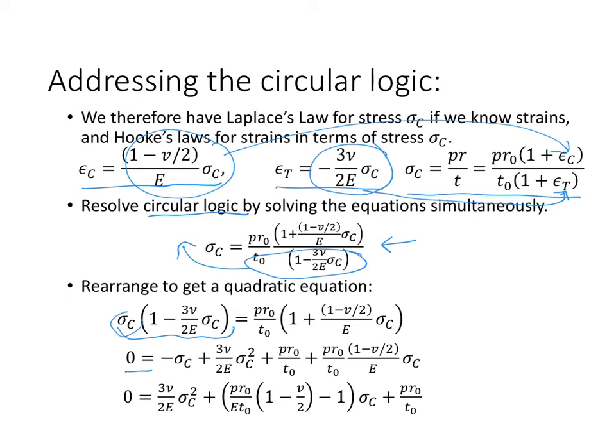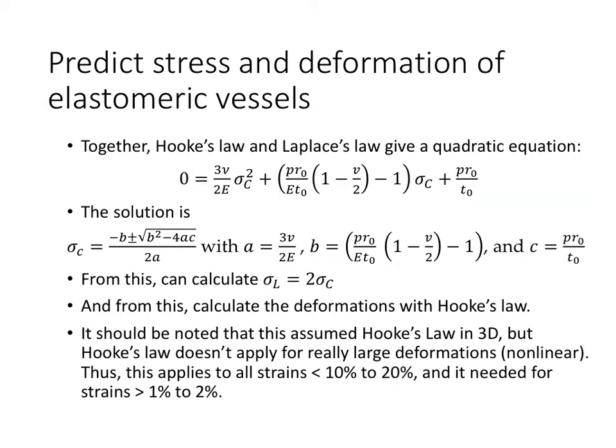And we multiply this out to get these two terms. Meanwhile, we multiply out the P R naught over T naught from up here to get these two terms. And then we just group to get terms in stress squared, terms in stress, and then the scalar terms. And we can solve this in two ways. This is a quadratic equation.